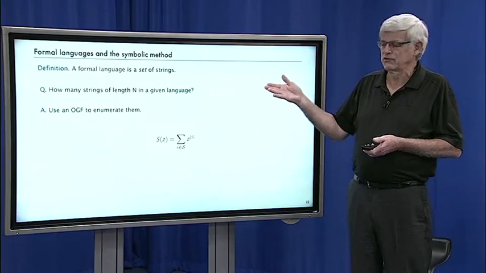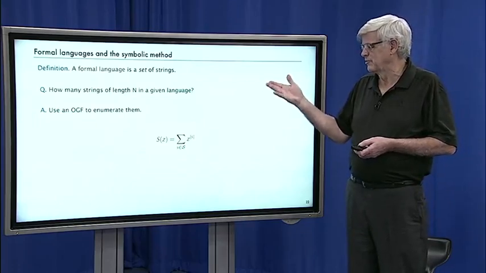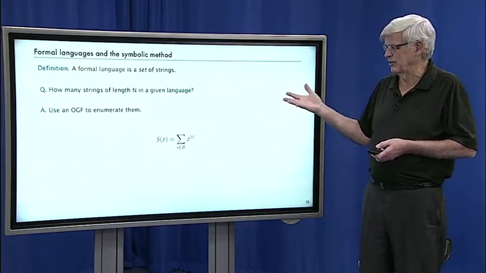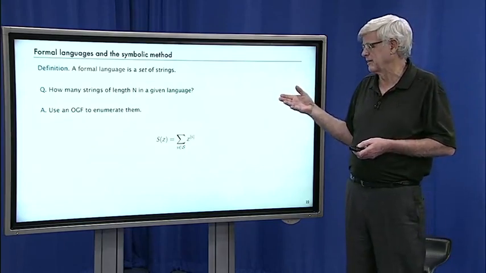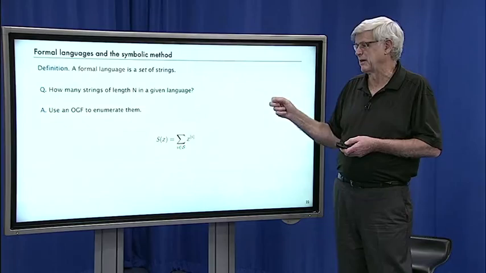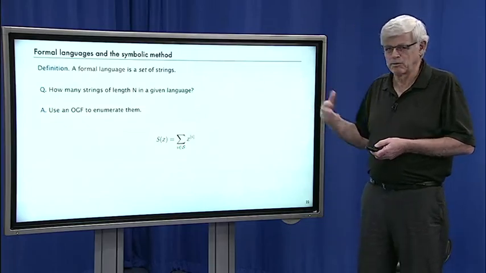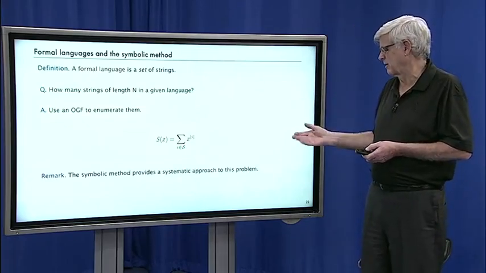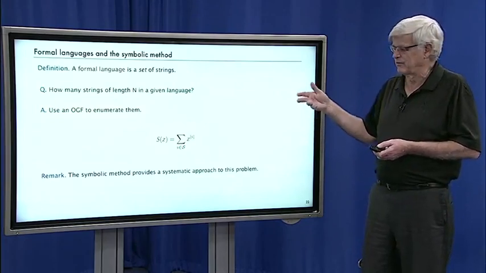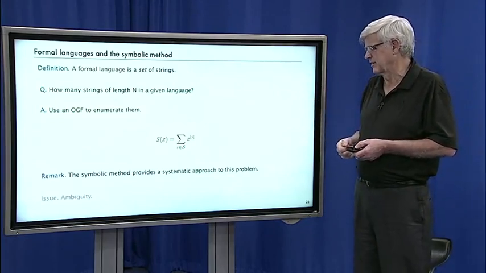Well, the answer is that we can use an OGF to enumerate them, and we can view the symbolic method as an approach to solving this problem. It's a very systematic way to solve problems like this.